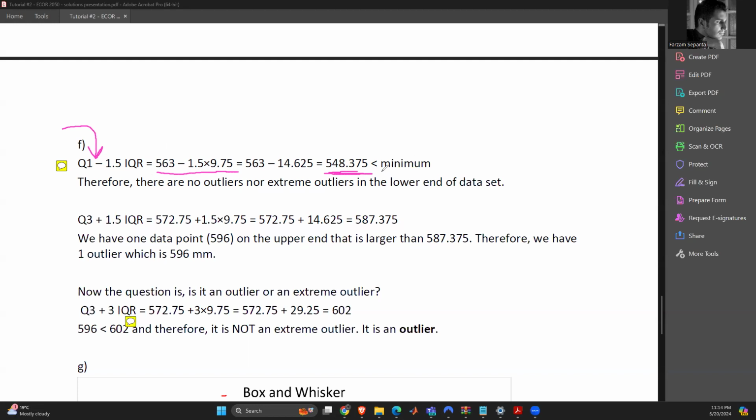Now, for us, after calculating this entire thing, that final value is 548.375. Now, what does this mean? There's a final conclusion here. Therefore, there are no outliers nor extreme outliers in the lower end of the data set. It means that for anything to be an outlier, it should be less than this value. Now, forget the decimal part, 548.